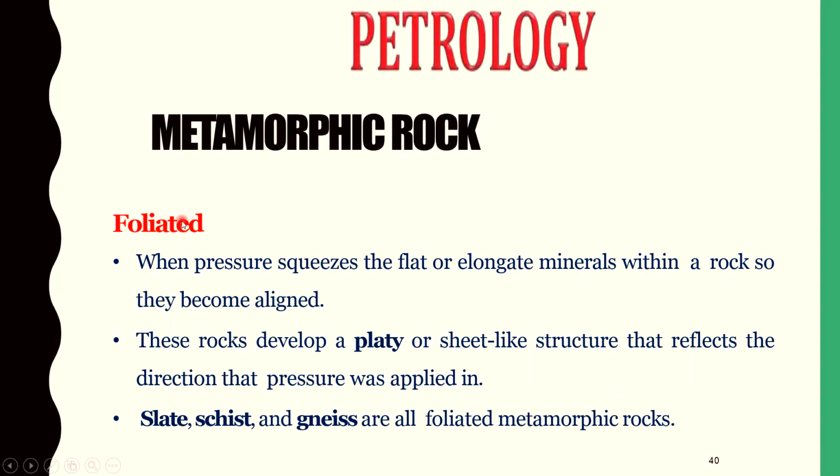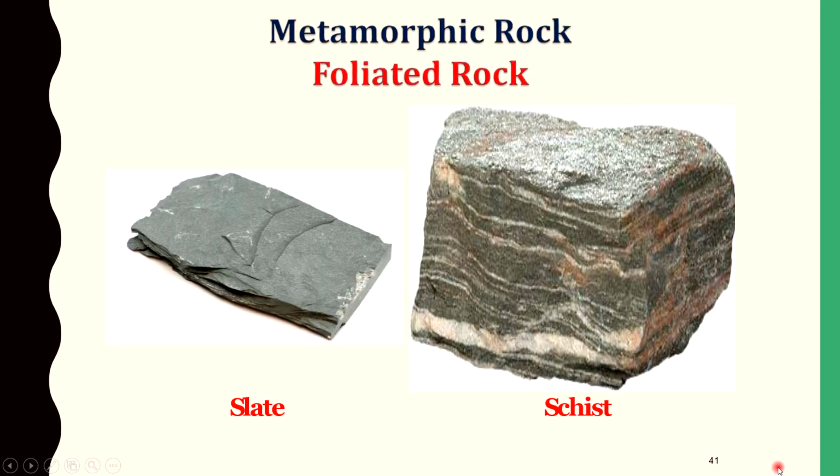Metamorphic rocks. First is foliated rocks. When pressure squeezes the flat or elongate minerals within a rock, they become aligned. These rocks develop a platy or sheet-like structure that reflects the direction that pressure was applied in. Slate, schist and gneiss are all foliated metamorphic rocks. These layers are known as foliation. That's why these rocks are known as foliated rocks, meaning layered rocks.